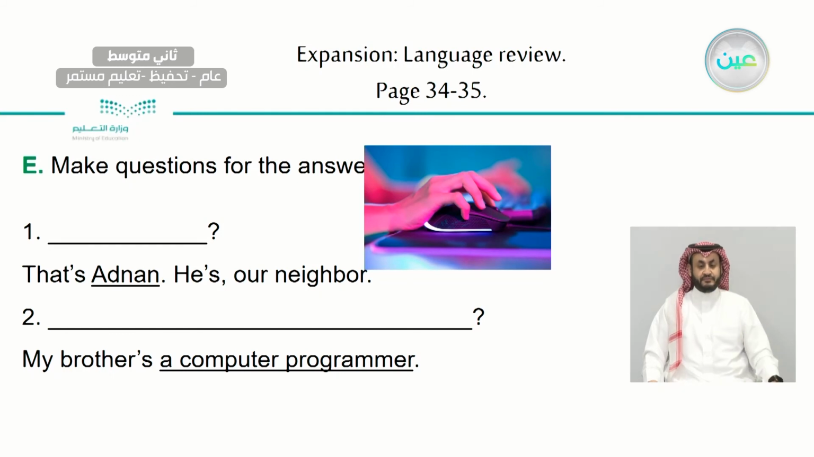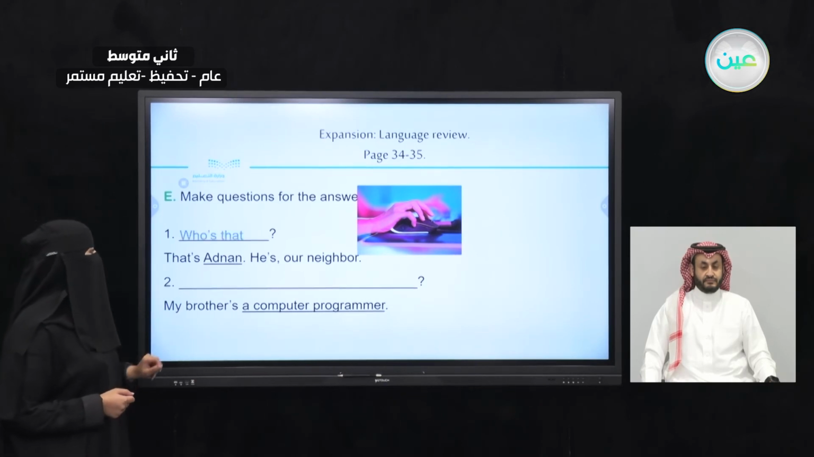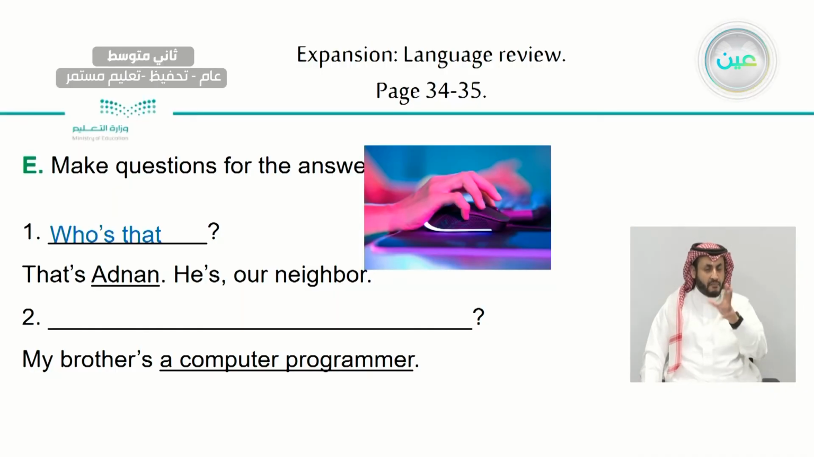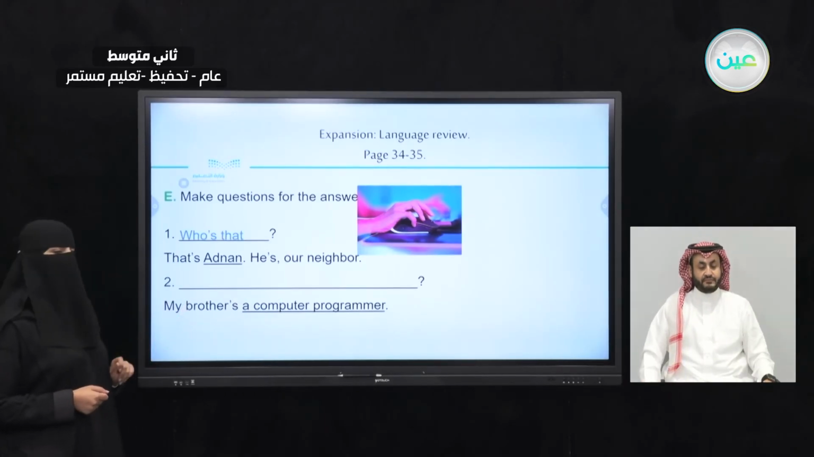So here we have the first one. This is the question that we need to add. The answer is, that's Adnan. He's our neighbor. So we're asking about a person. For a person, which WH word are we going to use? Who's that? The answer is, that's Adnan. He's our neighbor. Now, let's take a look at the next one.